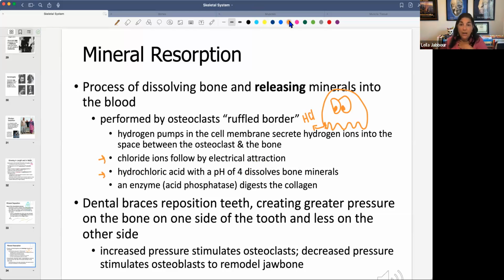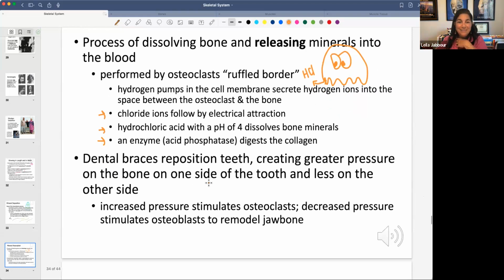And then, as I mentioned earlier, we also have enzymes that are being dumped into this resorption bay that digest the collagen. They literally are going to catalyze the chemical reactions to break down these collagen fibers into monomers and just release all of these atoms into the blood. That's exactly how braces work, which I find fascinating.